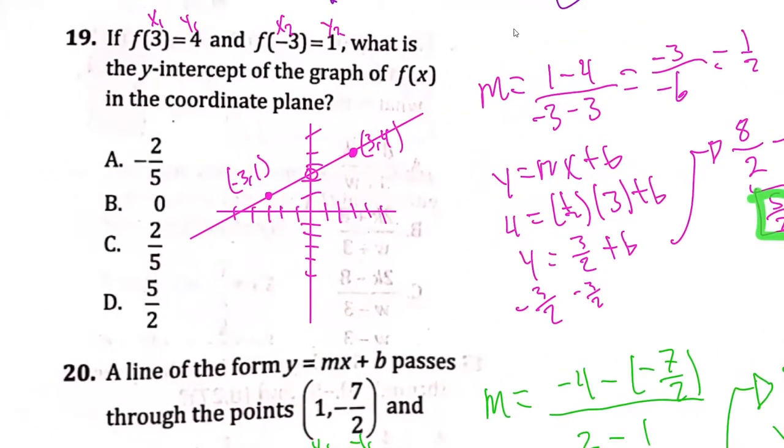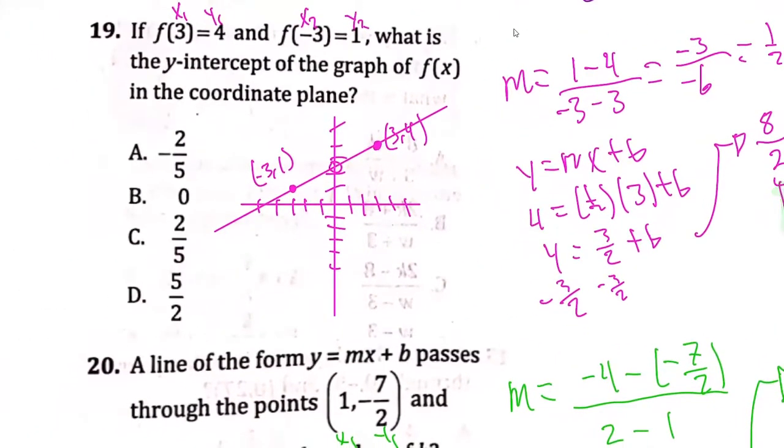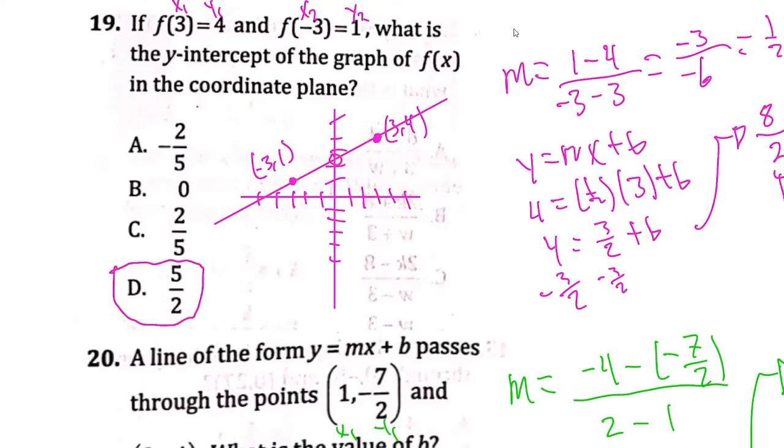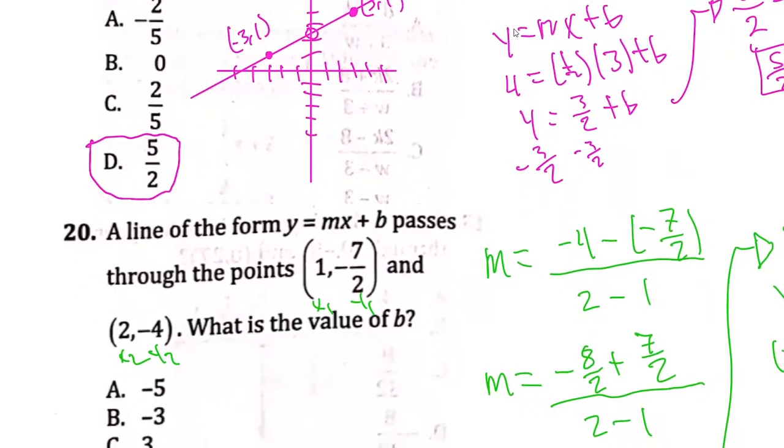So then my y-intercept is b. So then here, final answer is 5 over 2, which is 2.5, right? Right over here. Okay. Now 20.